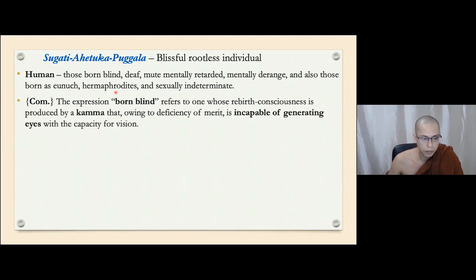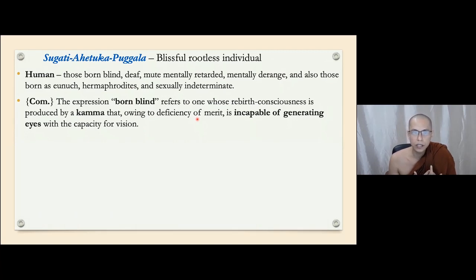And the commentary explanation said that blind born, etc. So here the blind born refers to the one who, even at the moment of rebirth consciousness, has the karma that produces the rebirth consciousness. That rebirth consciousness cannot generate the eye due to the difficulty of the karma. So being born as a human being is due to the merit he has done in the past.